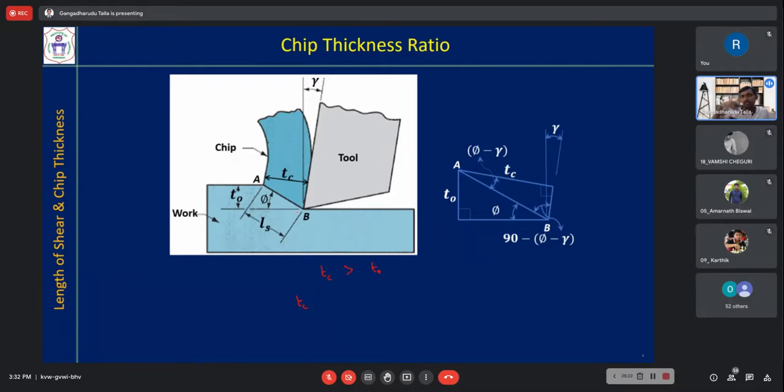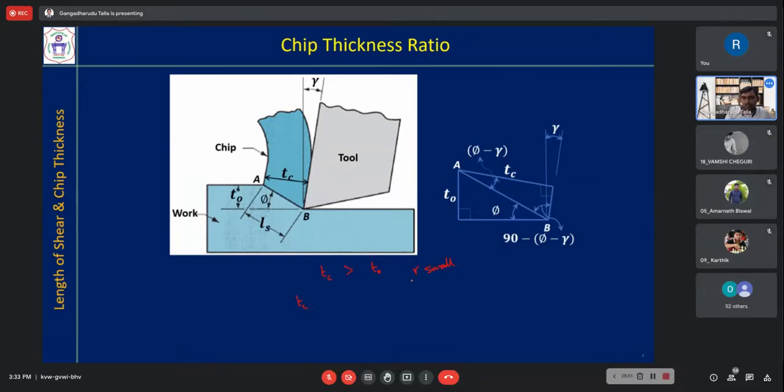If the TC is very high, what is happening to R? R is a small value. So if you have a very small R, the chip thickness ratio, you can understand that we are spending more energy during the cutting process. So that is the significance of chip thickness ratio.